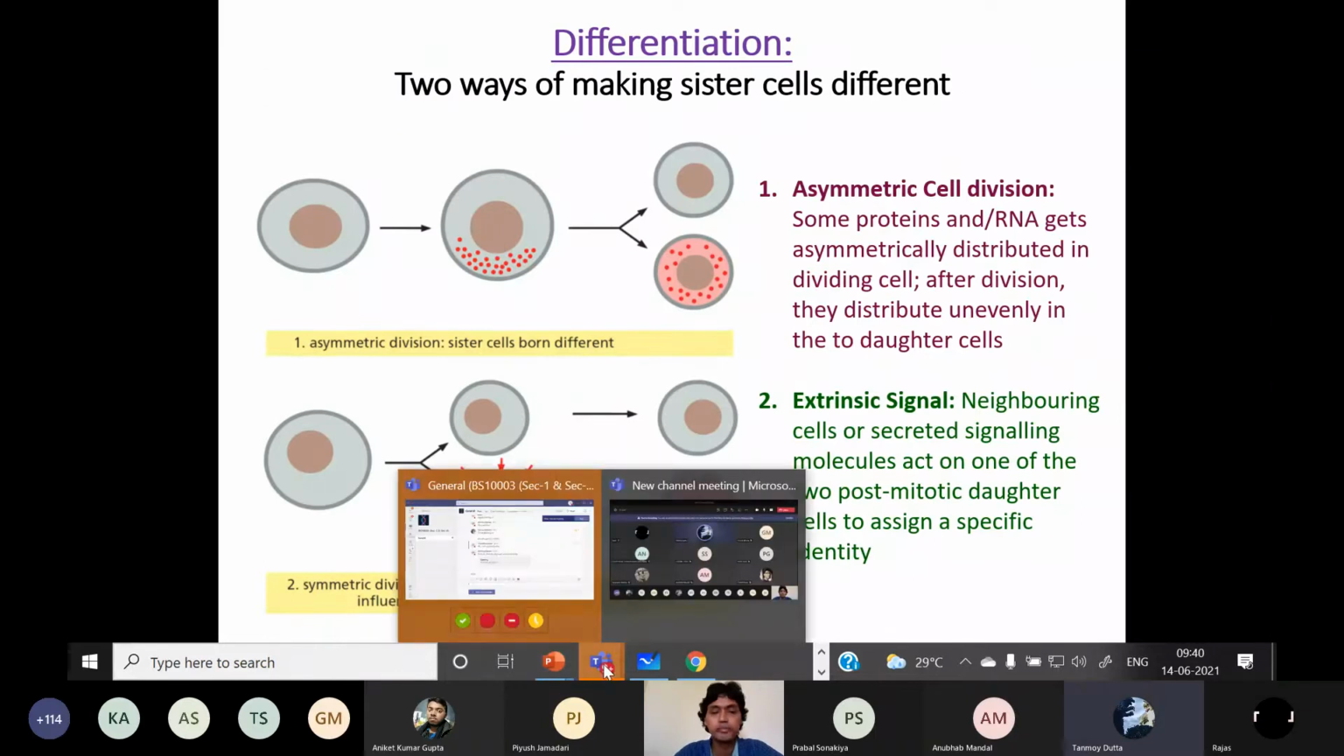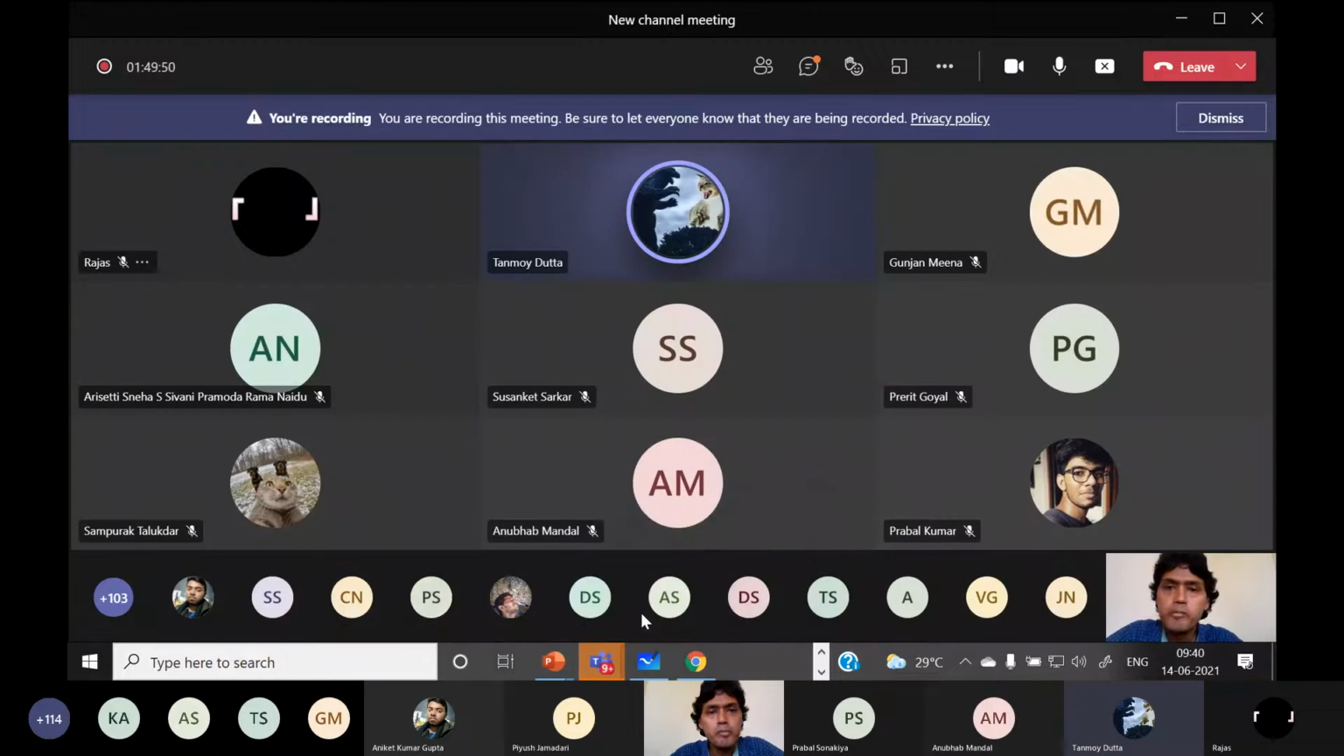So the differentiation occurs due to different transcription regulators occurring in different types of cells. Sir, in the initial stage, like in the zygote stage, all the cells divide equally. Then where does this differentiation start taking place? Excellent question. Very good point.